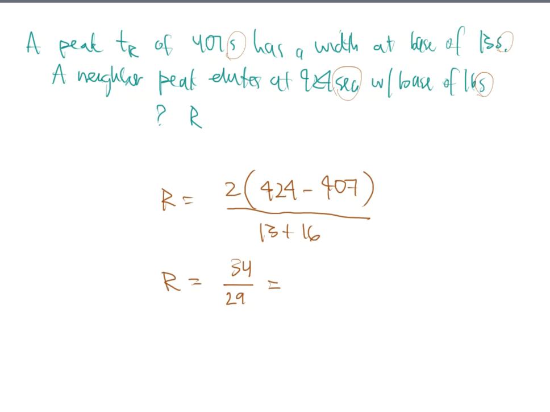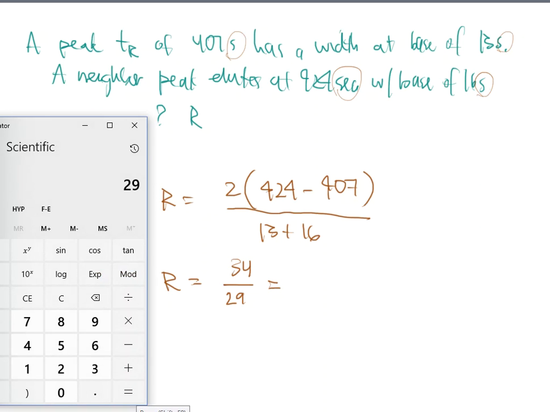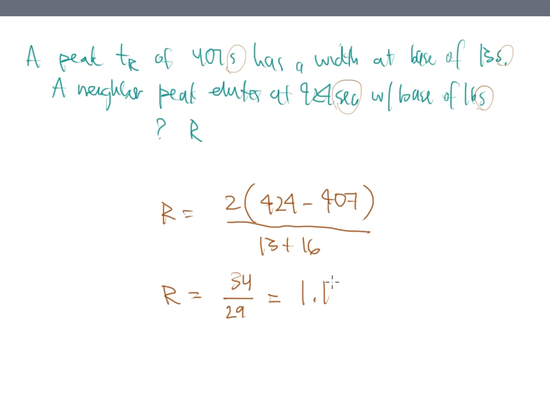So to calculate resolution, I then take those two numbers and I divide them. So 34 divided by 29 gives me 1.17. 1.17 as my resolution value. Now, are these peaks separated? And you should give me the answer of no. And the reason is because 1.5 is the magic cutoff number. So if it's below 1.5, they are not resolved, which means they are too close to each other.